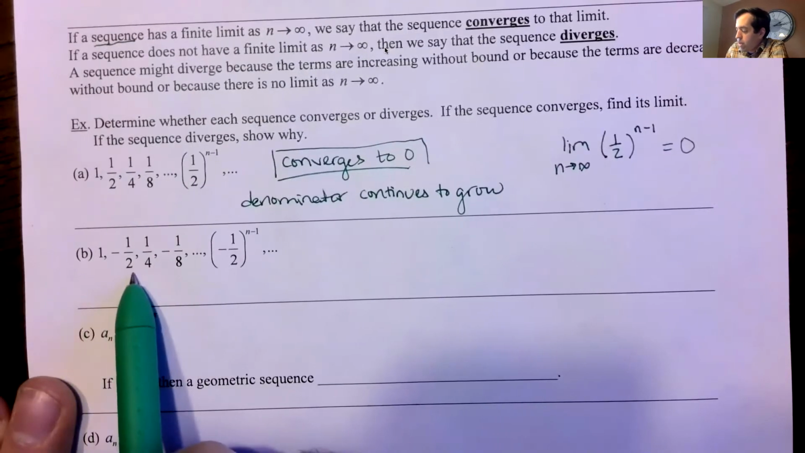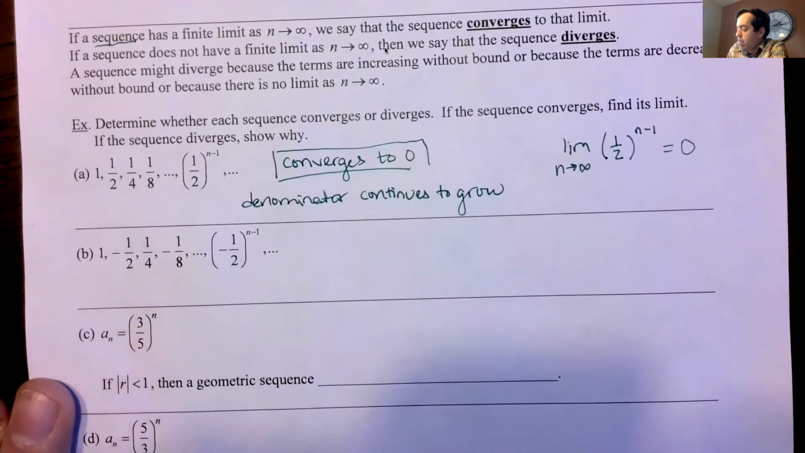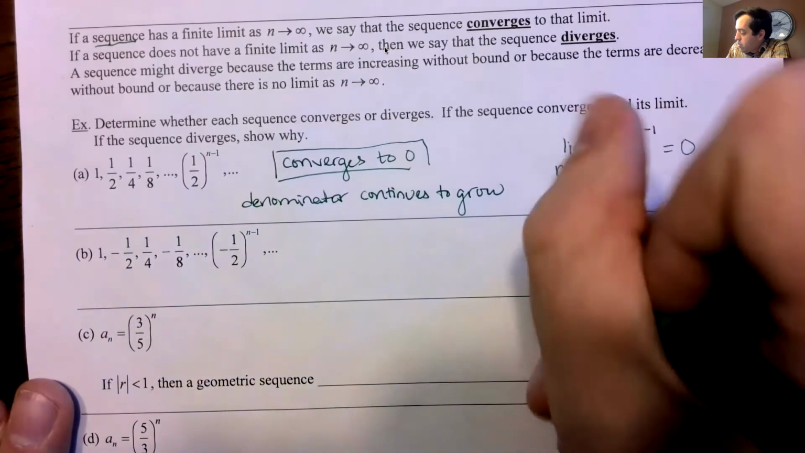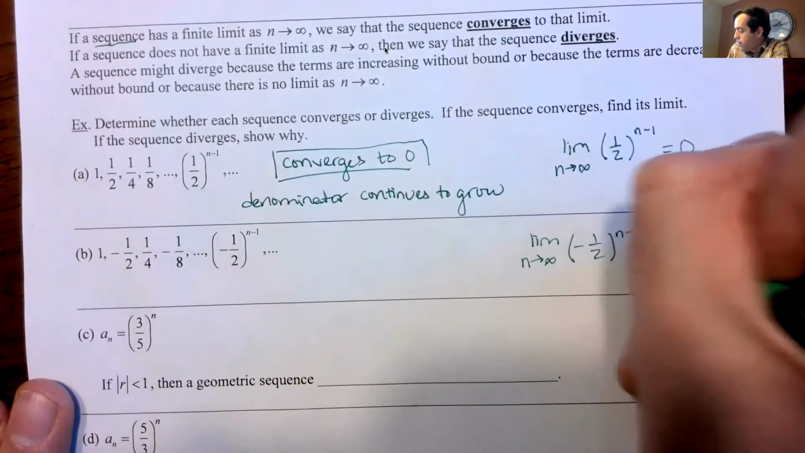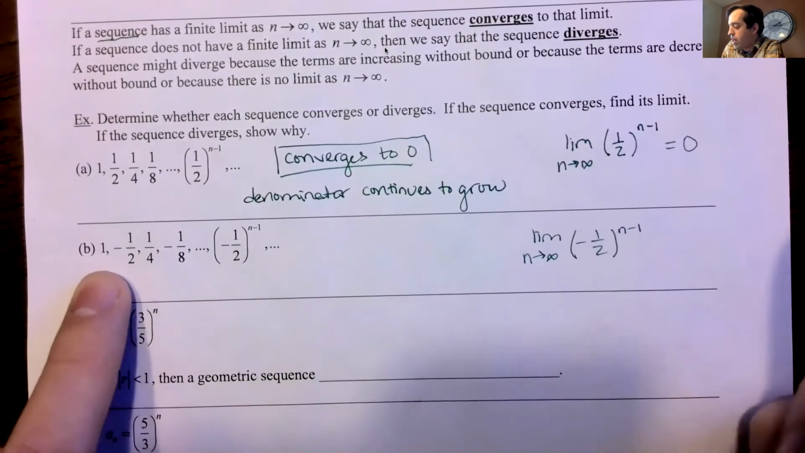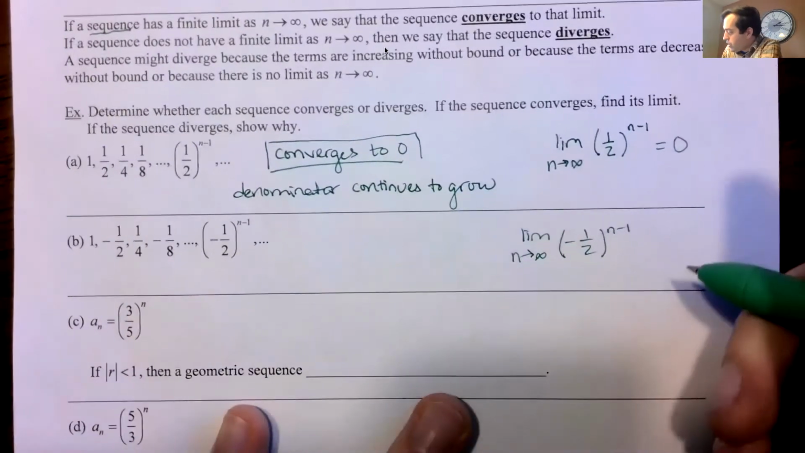We have 1, negative 1/2, 1/4, negative 1/8. So this time it's pretty similar to A, but the sign switches every time, right? Because we're multiplying by a negative. And in this case, we could write it as the limit as n approaches infinity of (negative 1/2) to the n minus 1. But what's important to realize is that we don't have to only be approaching a limit from above or from below, right? It doesn't matter if we're approaching 0 from above, or from below, or from both sides. If we plotted these points on a graph, I could make a rough sketch over here.